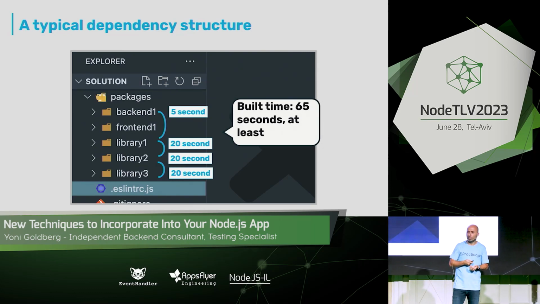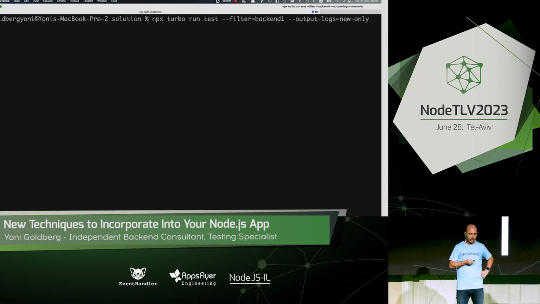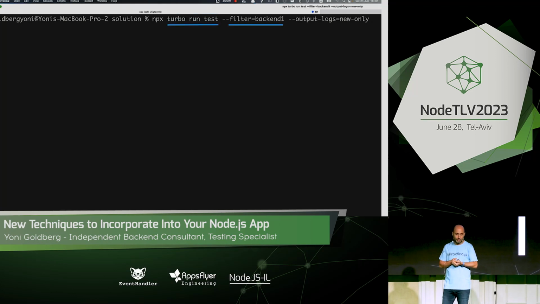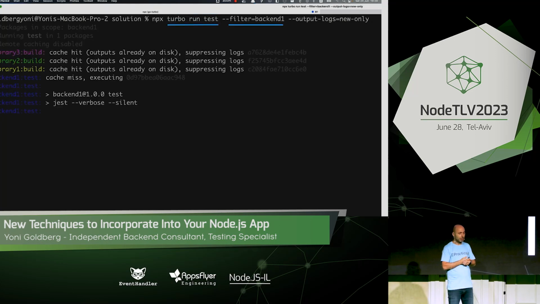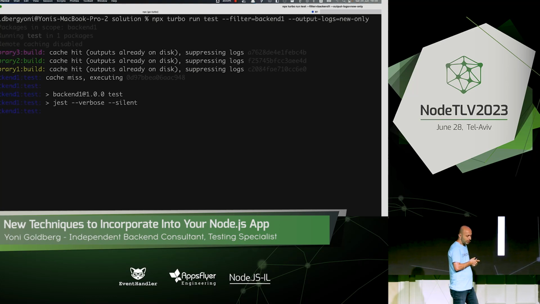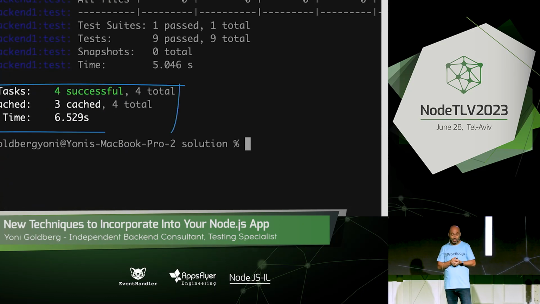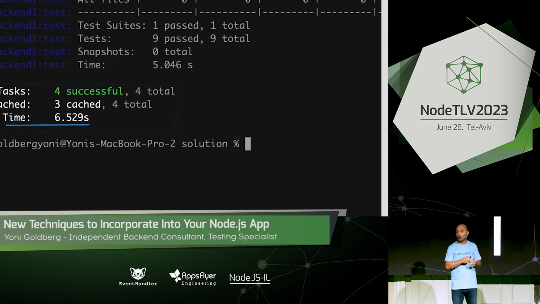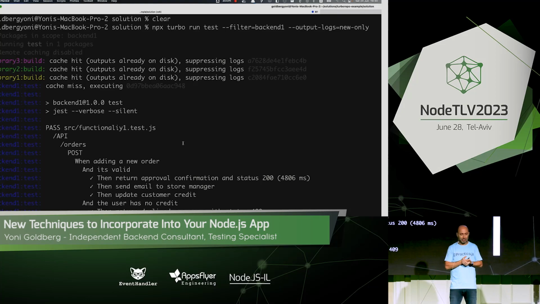However, if I use one of the modern tools, things are going to look better. So here, for example, I'm using a tool called Turborepo, and I'm asking it to run the command test only for my backend, and it starts running, and I get a result. After 6.5 seconds, my backend tests are over, including all the builds. How come? It's much faster than we thought.